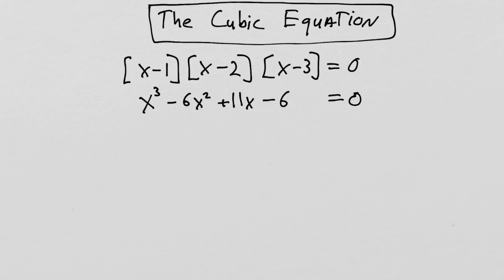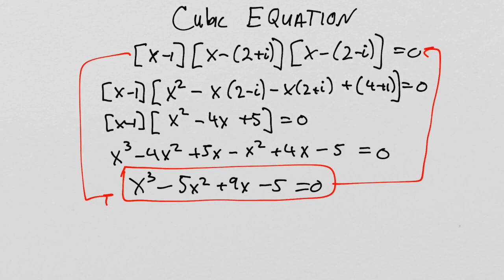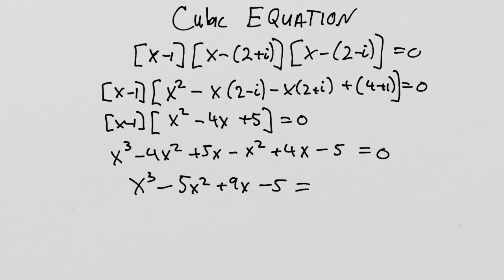Now, the other possibility, of course, is 1 real root and 2 complex roots, and that would be this expression right here. This cubic equation is designed to have complex roots of 2 plus or minus i and 1 real root. You can multiply this out, as I just did, to make sure I got it right. And this is the final polynomial in this exemplar case.